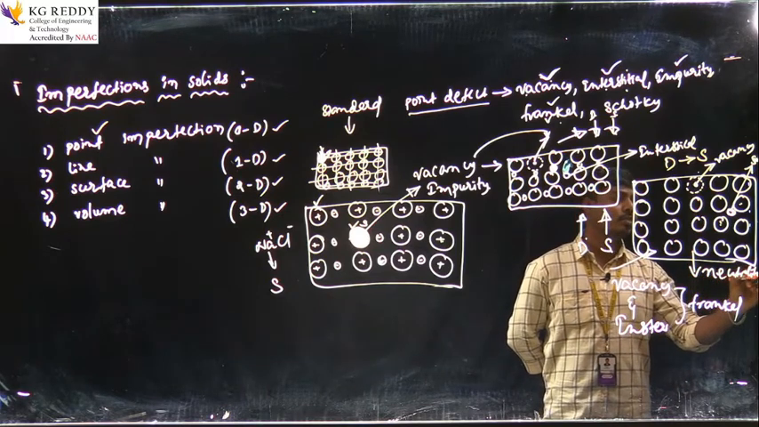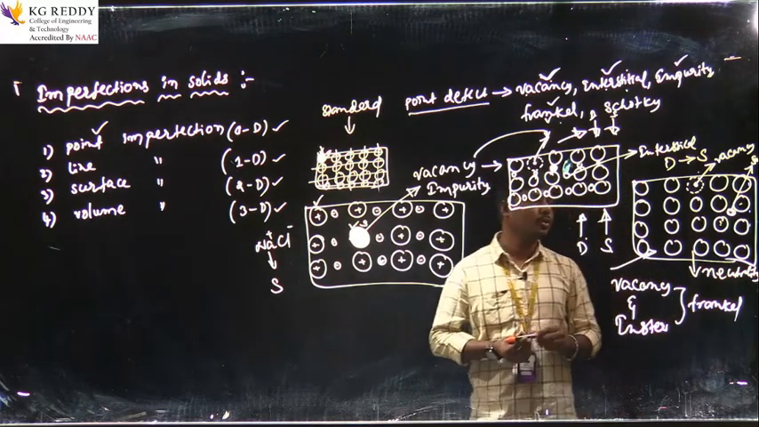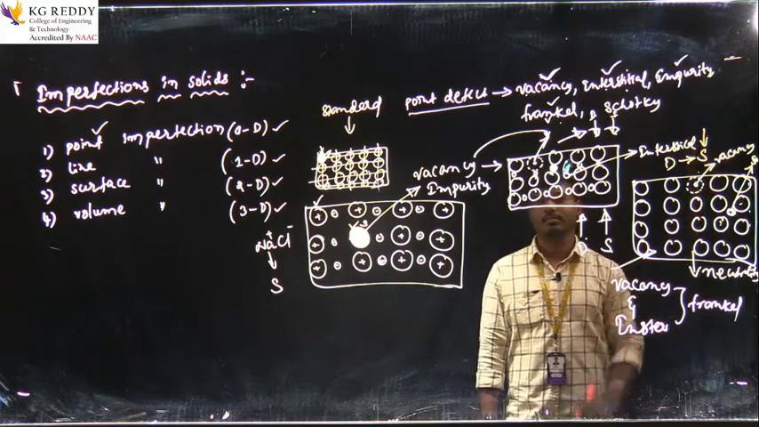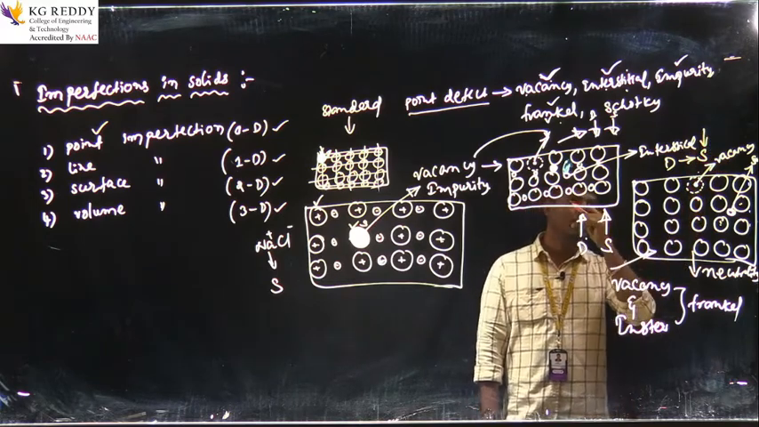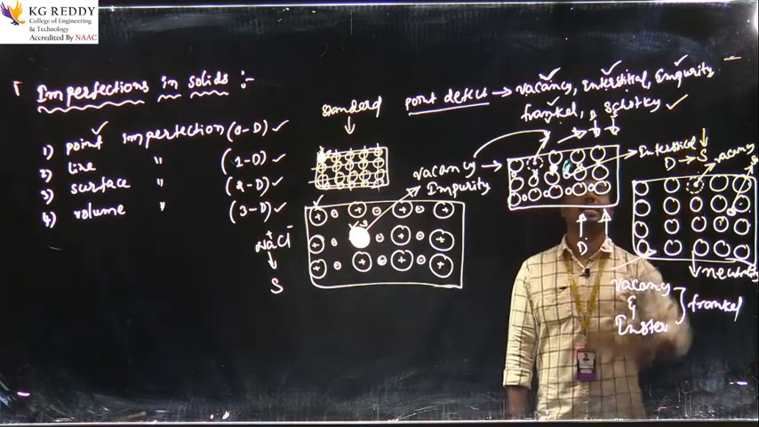There is no variation in the density, so it will maintain the electron neutrality in the lattice, so there is no variation in the strength. That you should remember. This is about the Frenkel defect. The last one is the Schottky defect.